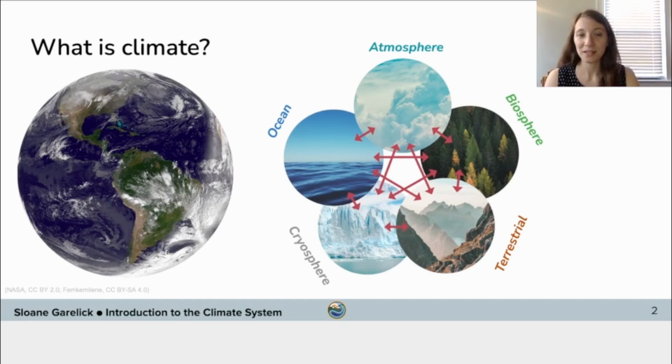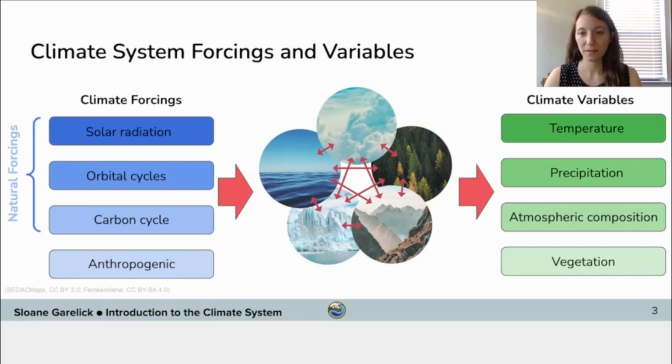Earth's climate is controlled by many forcings, feedbacks, and interactions between various processes and systems. Some of the main systems in Earth's climate include the atmosphere, the biosphere, the terrestrial systems, the cryosphere, and the ocean. There are multiple climate forcings that affect these climate systems and result in changes in climate.